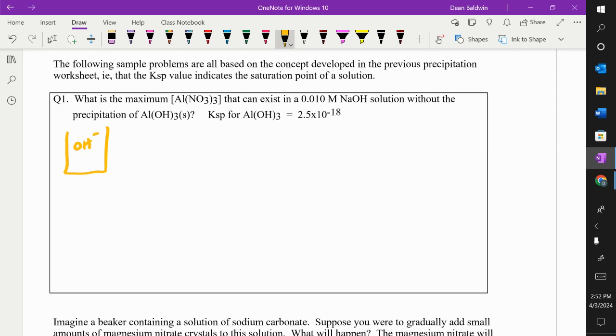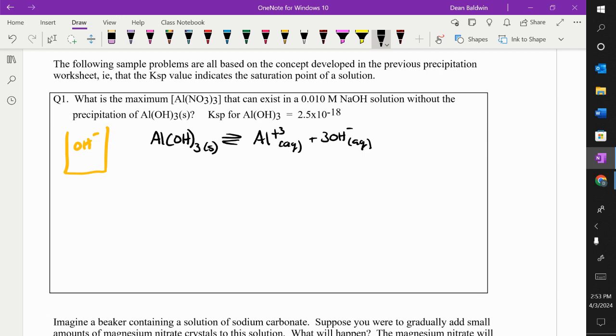All right, so what's the first step here? Always the same first step. Write the equation. Okay, so we got our equation.